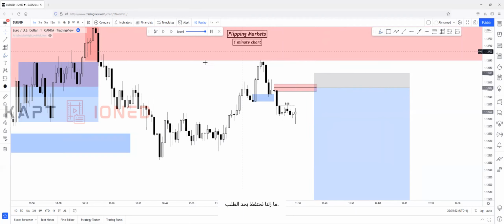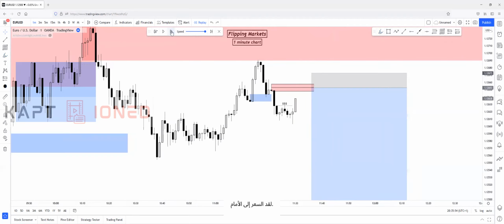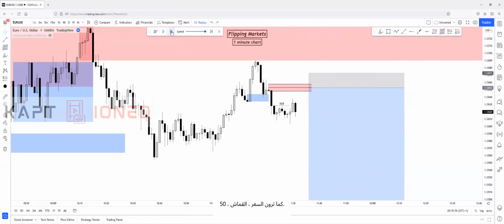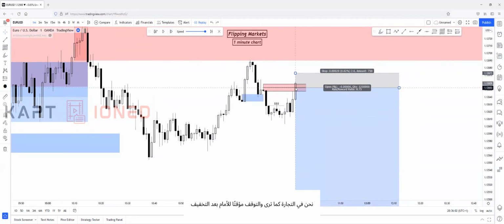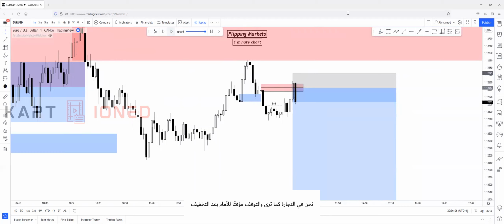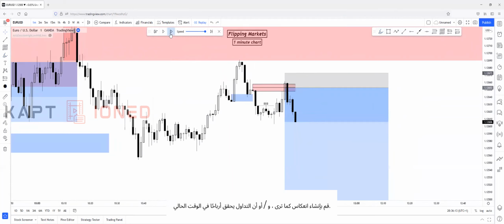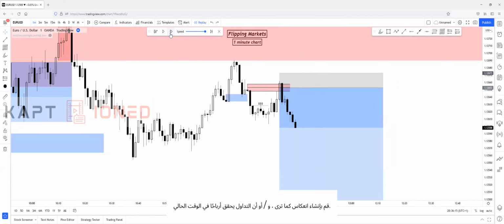We are still keeping the order limit. Let's play price forward. As you can see, price swept the liquidity and tagged us into the trade. Right now we are in the trade. After the mitigation of this zone, price immediately turned down, created a reversal, as you can see, and our trade is running in profit right now.